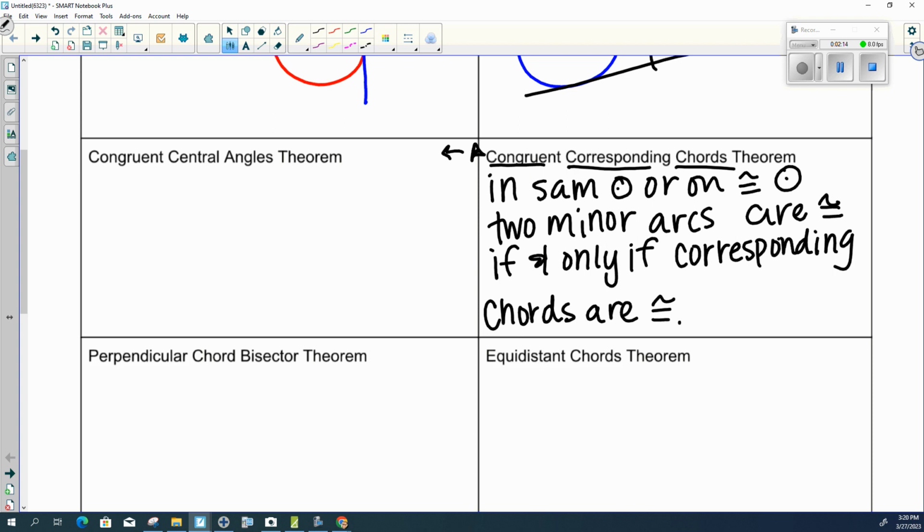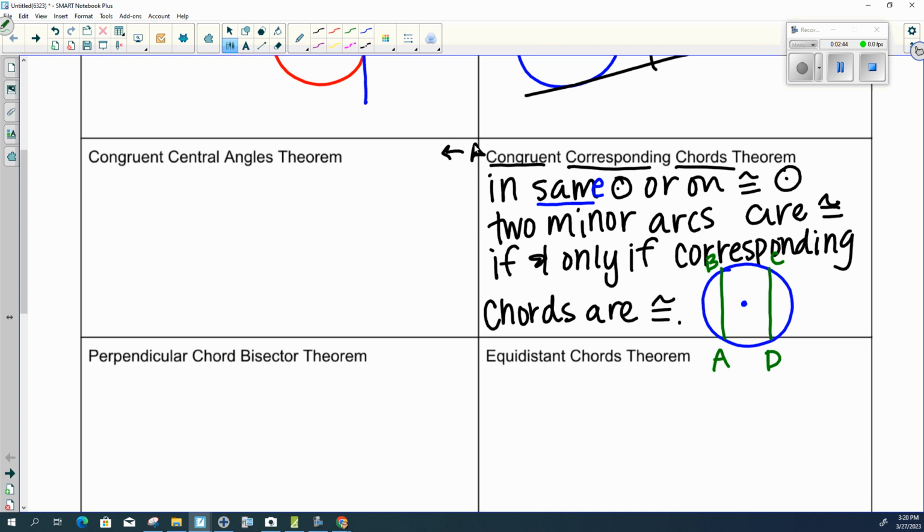I hope you have more room than I do for this picture. So let's talk about this. I'm going to draw them in the same circle. So here's a circle, and I've got 2 minor arcs. In order to create minor arcs, I'm going to have a chord here and a chord here. Let's call that B. Again, I hope you have more room than I do. C, A, and D.